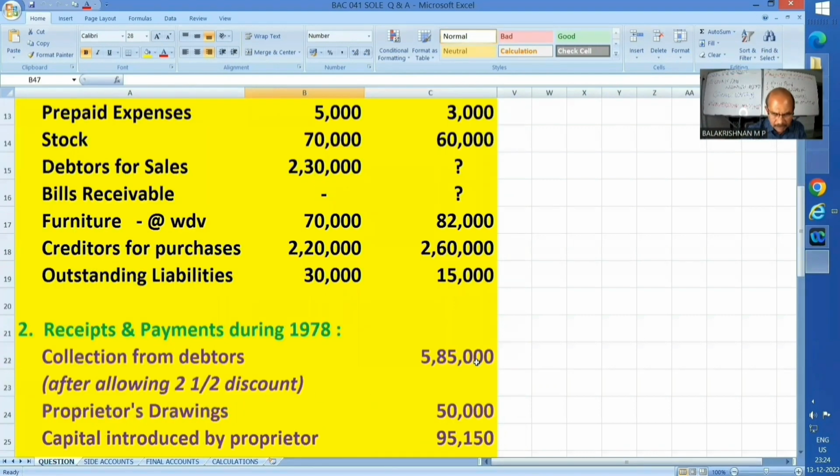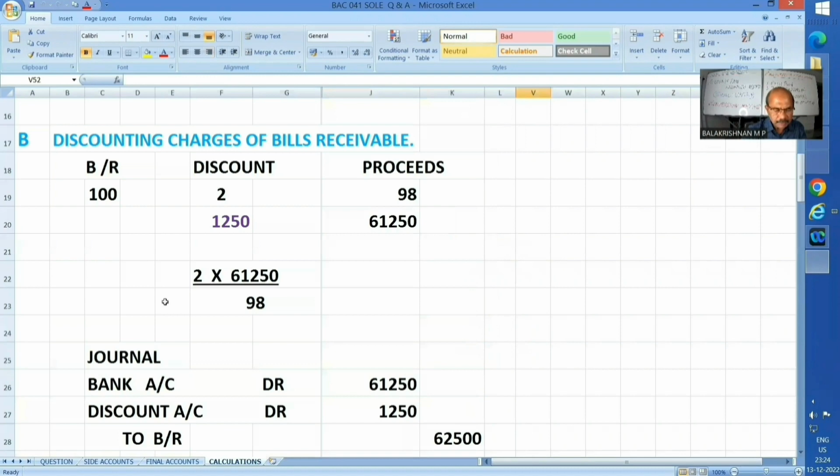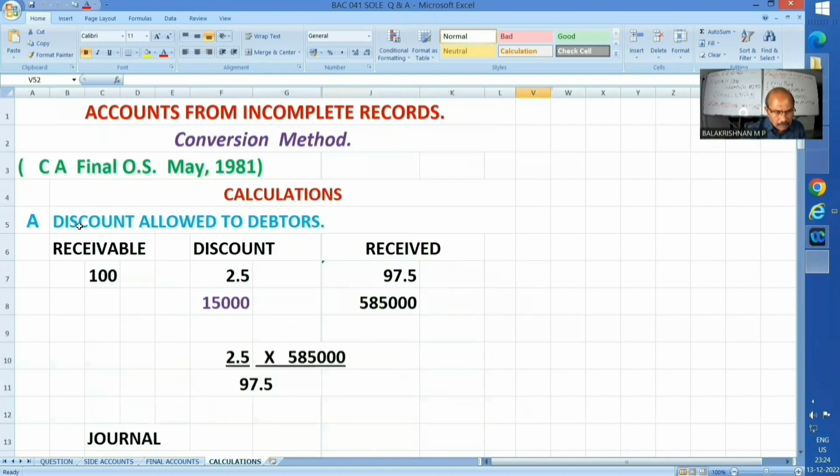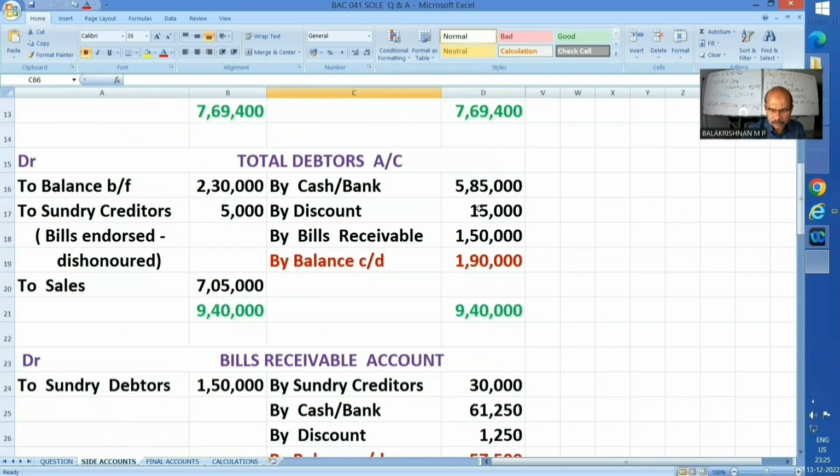Collection from debtors 5,85,000 after allowing 2.5% discount. So the discount we are supposed to find out. It is like that: on 100 rupees, 2.5 discount. That means amount received is 97.5. If I received 5,85,000, with cross multiplication I will get 15,000 as my discount. Okay, that I'm showing you. So these two I've shown here. All the entries: bank account debtor, discount account debtor, to debtors. Okay, so these are explained to you.